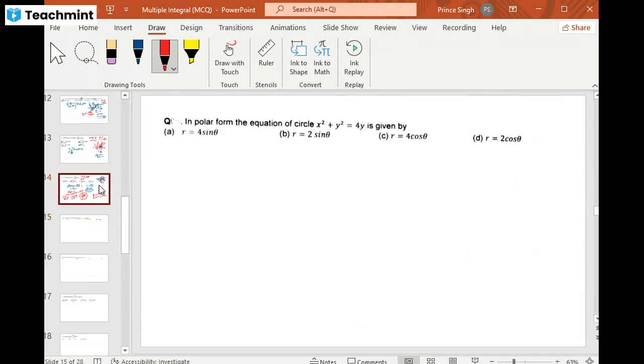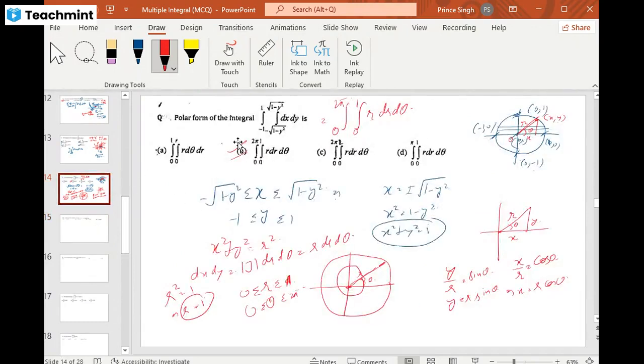The last problem we discussed was converting the double integral into polar form. In the case of polar form, if the region is a circle, then x equals r cos theta, y equals r sin theta. This is the transformation we use when we transform Cartesian coordinates into the polar coordinate system, and x square plus y square equals r square.